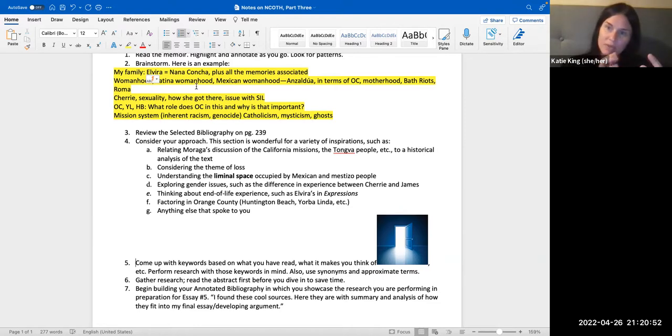You have to think of synonyms of that word, of close approximations, right? Maybe it's not Orange County, maybe it's Huntington Beach. Maybe it's not Mexican, it's Chicana, right? Think about those synonyms, those close approximations, because that will help to expand, to widen the net, we'll say, of the kind of research you can gather for yourself. And I know I talk about this in greater depth in previous videos. So again, I'm not going to really belabor the point here, but use those keywords, use synonyms and approximate terms, and start to gather your research.